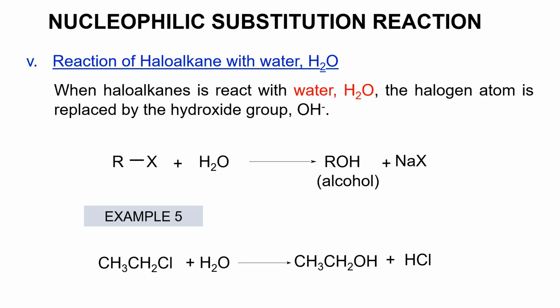Reaction number 5, reaction of haloalkane with water. When haloalkane reacts with water, the halogen atom is replaced by the hydroxide group to form alcohol. So example 5, as we can see here, the chlorine atom is replaced with hydroxide ion to form alcohol.